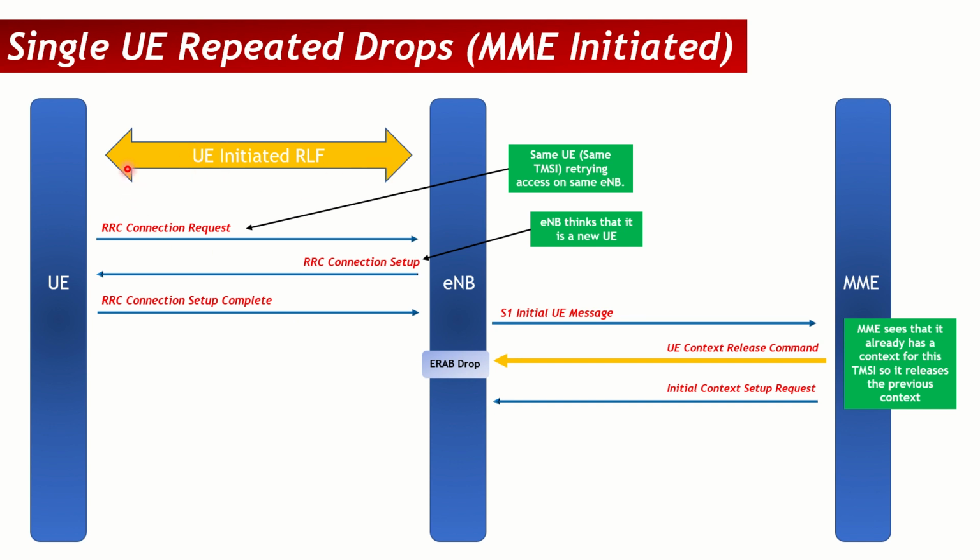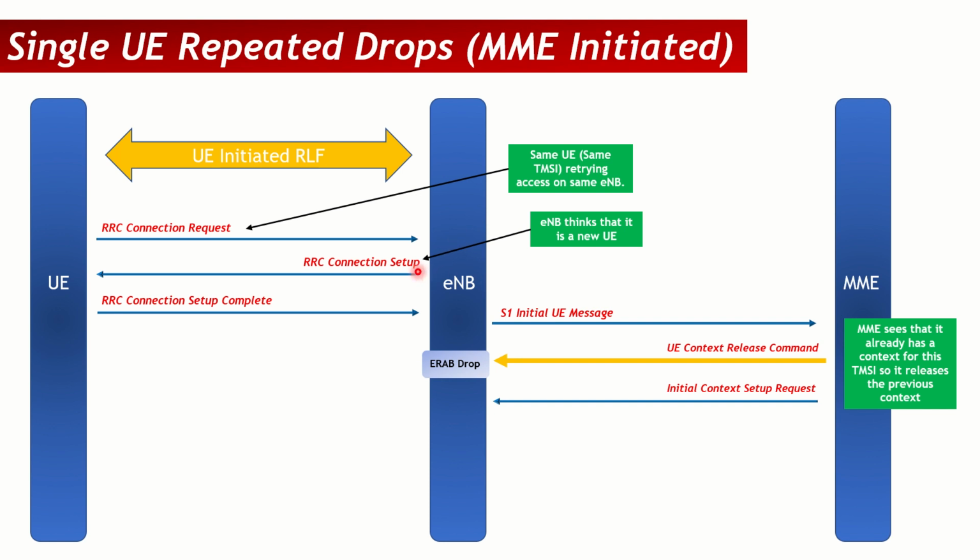If a UE initiated the RLF, then the eNode B will not be aware of that, as we discussed previously. Now this UE can try an RRC connection request on the same eNode B. The eNode B will not be aware that this UE is already connected to it. It will have the same TMSI, but the eNode B might not be able to see that because eNode Bs usually do not read the TMSI value.